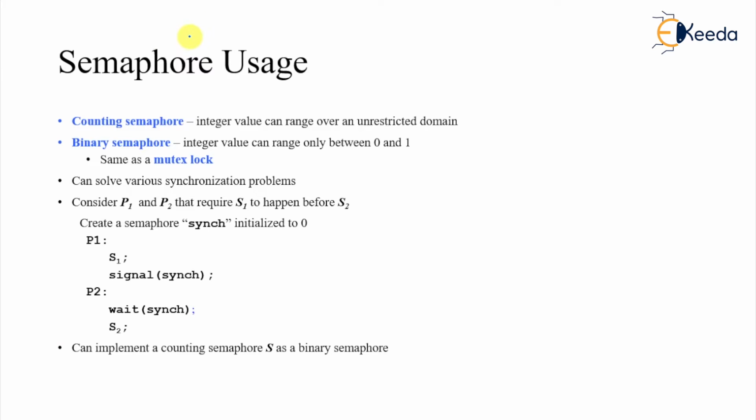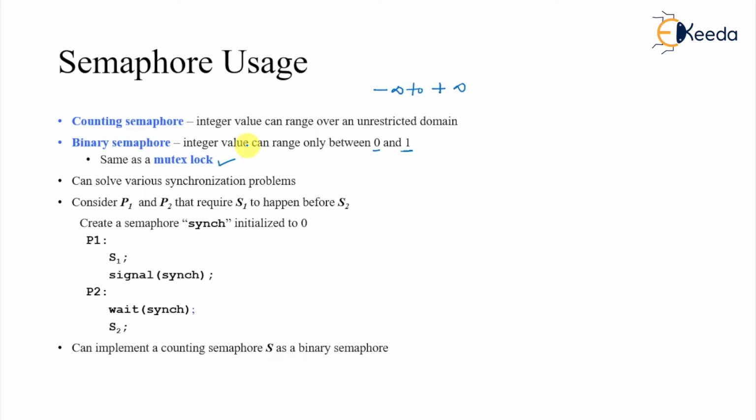We have two categories of semaphore in this case. The first category is the counting semaphore, where it can take an unrestricted domain, and unrestricted domain means it can take minus infinite to plus infinite values. And in a binary semaphore, the range is only between 0 and 1. It is the same as a mutex lock.